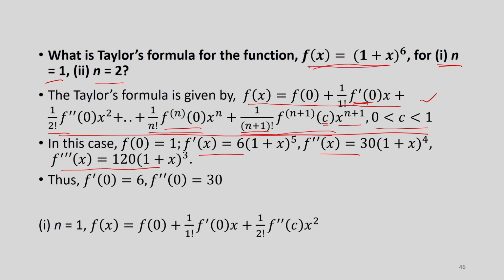Now, if you look at this function, f of x equal to (1 plus x) to the power 6, then what is f of 0? I have to put x equal to 0, then it becomes (1 plus 0) to the power 6, which is 1. So, that is what I have written here: f of 0 is equal to 1.